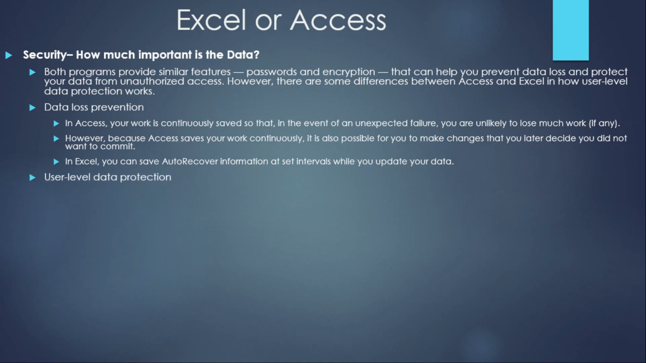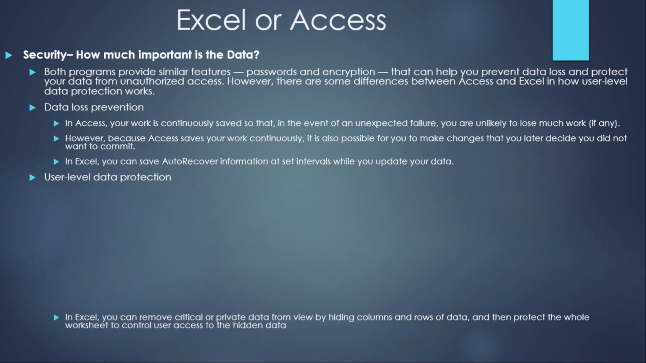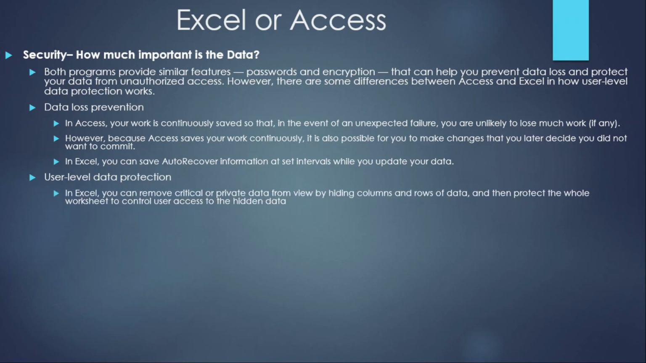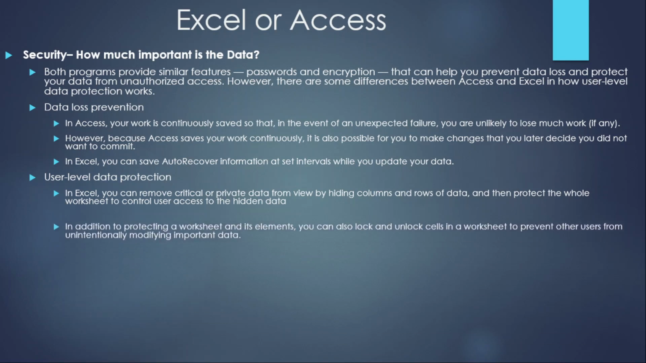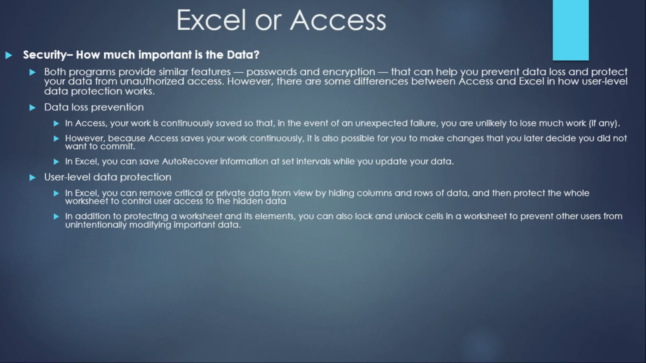Let's look at user level data protection. In Excel, you can remove critical or private data from view by hiding columns and rows of data, and then protect the whole worksheet to control user access to the hidden data. In addition to protecting a worksheet and its elements, you can also lock and unlock cells in a worksheet to prevent other users from intentionally modifying important data.